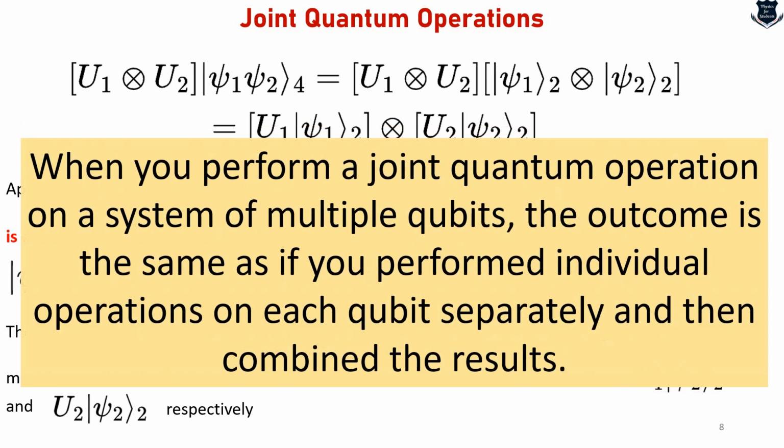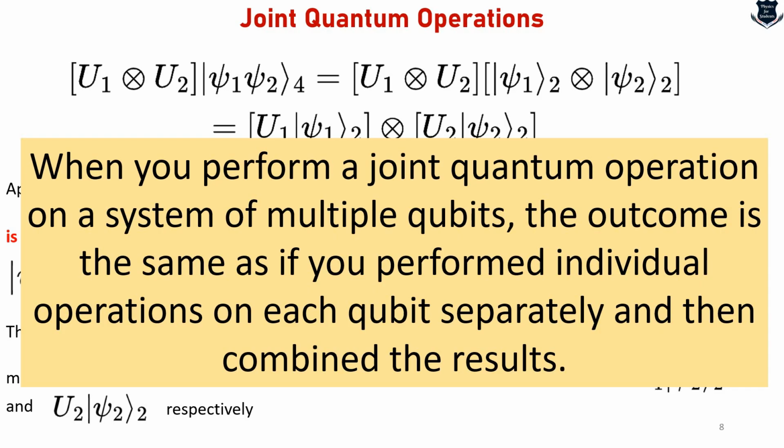So here is a quick summary. When you perform a joint quantum operation on a system of multiple qubits, the outcome is the same as if you had performed individual operations on each qubit separately and then combined the results.